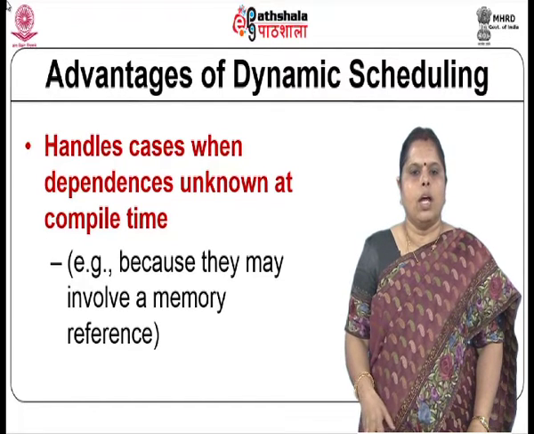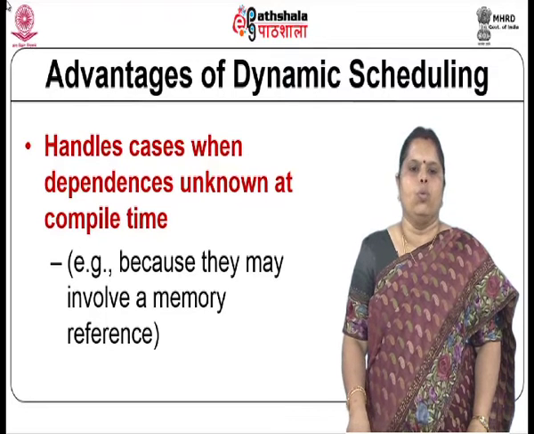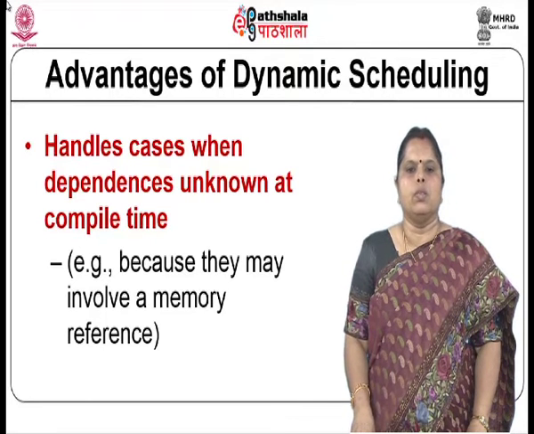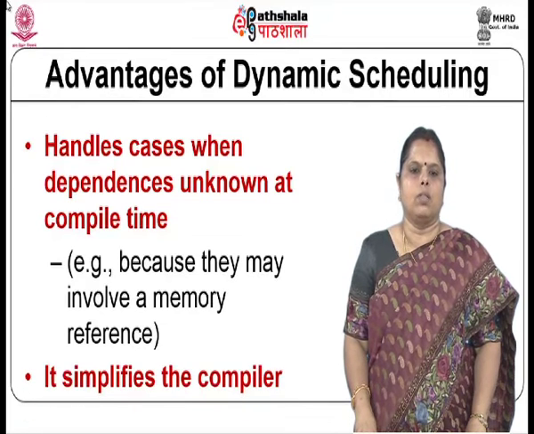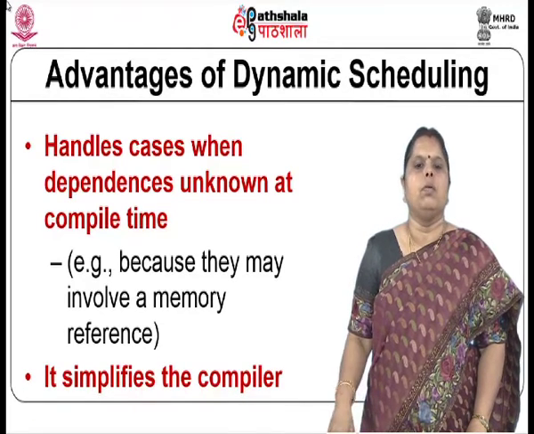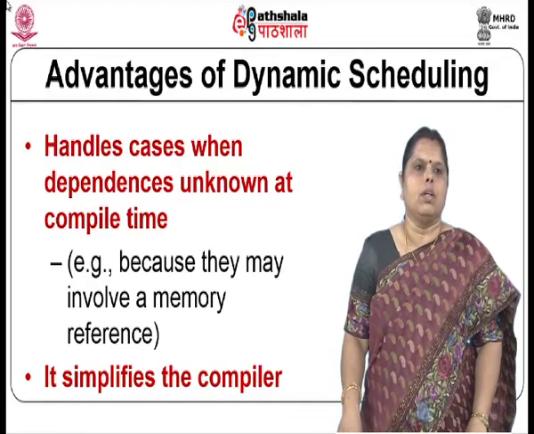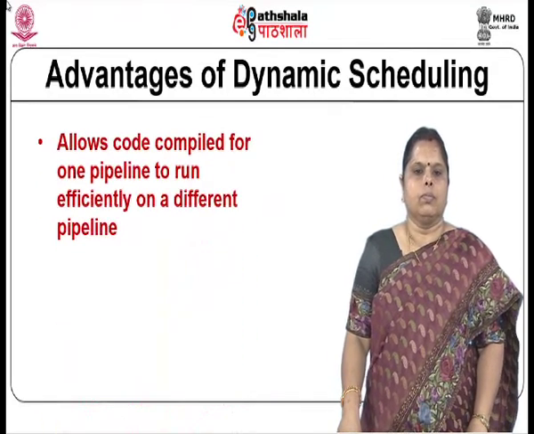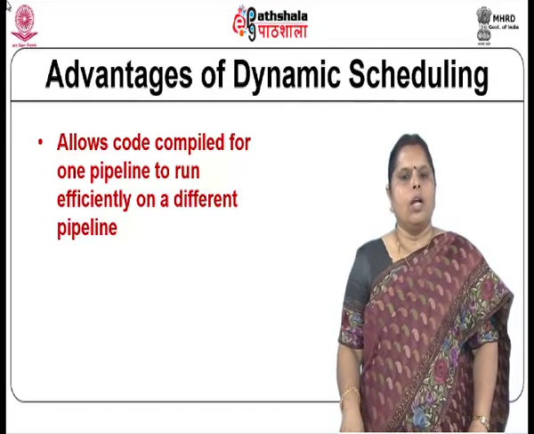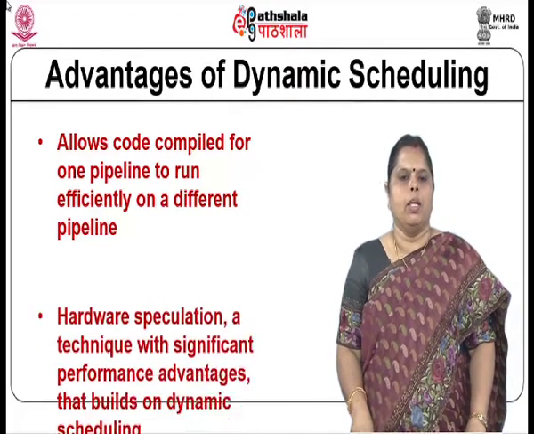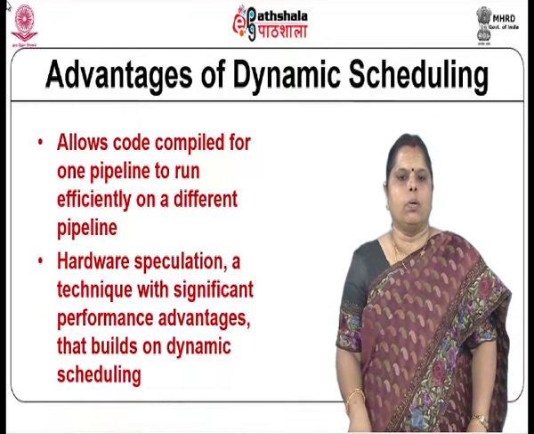So, such dependencies cannot be resolved at compile time. So, when you cannot handle these dependencies at compile time, the compiler will not be able to reschedule the code. So, all those cases will be handled at runtime. So, that is a major advantage of dynamic scheduling. It obviously simplifies the compiler. The hardware becomes more complicated, but it definitely simplifies the compiler. And it allows code compiled for one pipeline to run efficiently on a different pipeline, because the pipeline hardware automatically takes care of the optimizations.